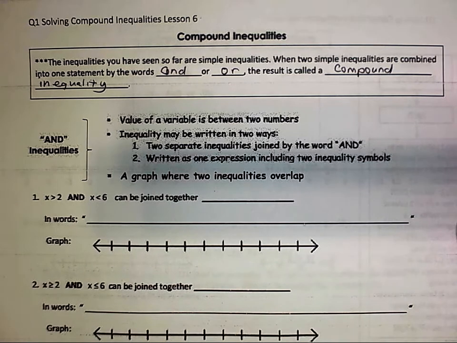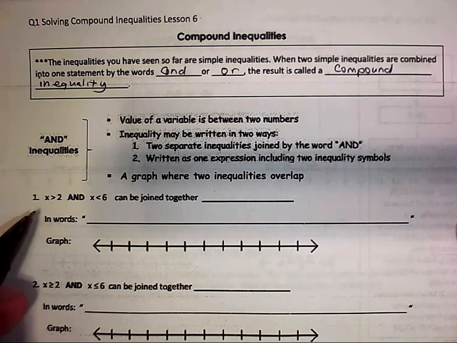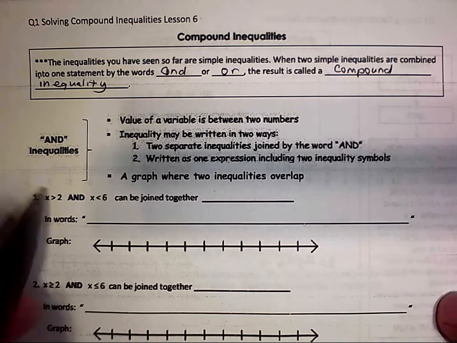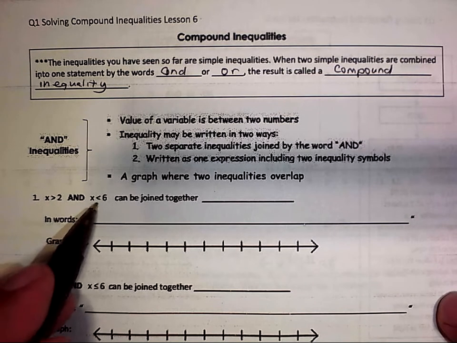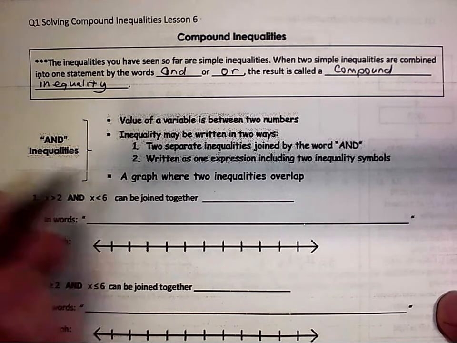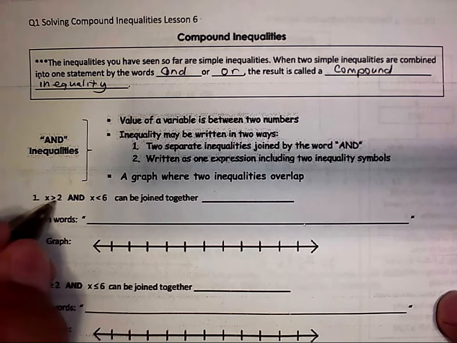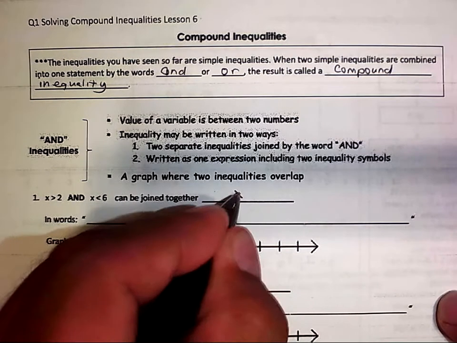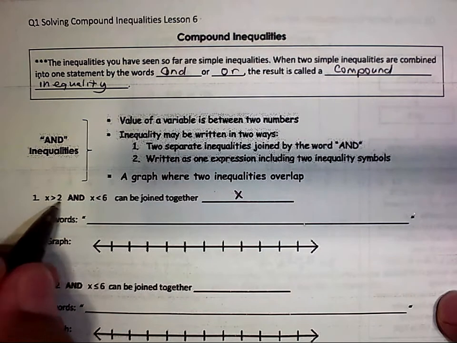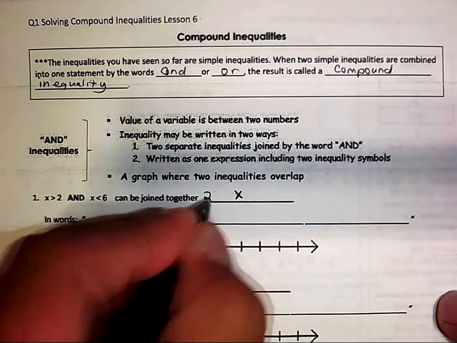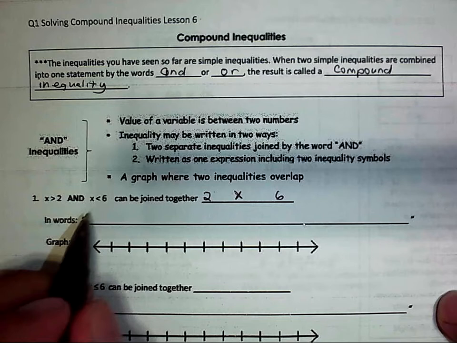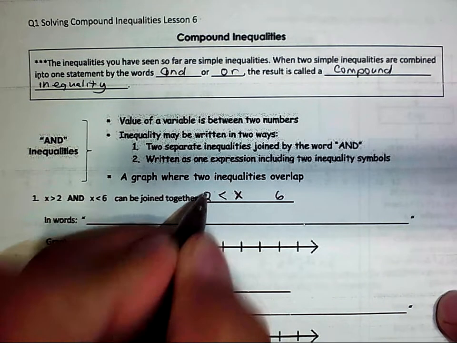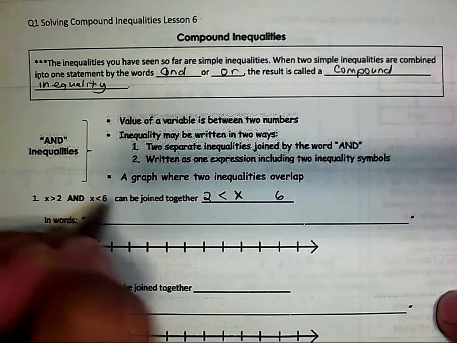I'm going to show you what we're talking about. Let's look at the first one. The first example says x is greater than 2 and x is less than 6. That can be joined. Look at the way I read it. X is greater than 2 and x is less than 6. So I'm going to put x, greater than 2, so I put the 2 here, and I put the 6 here. X is greater than 2 and less than 6.